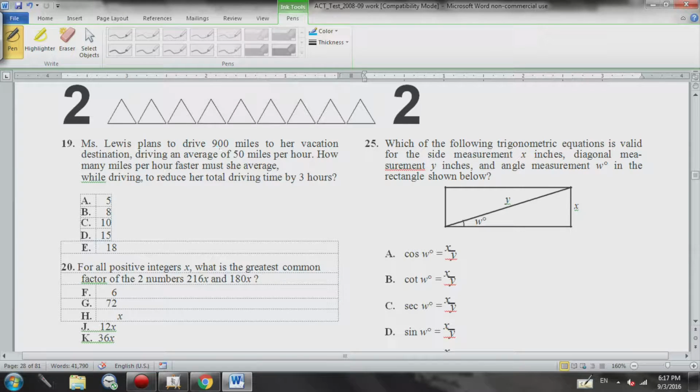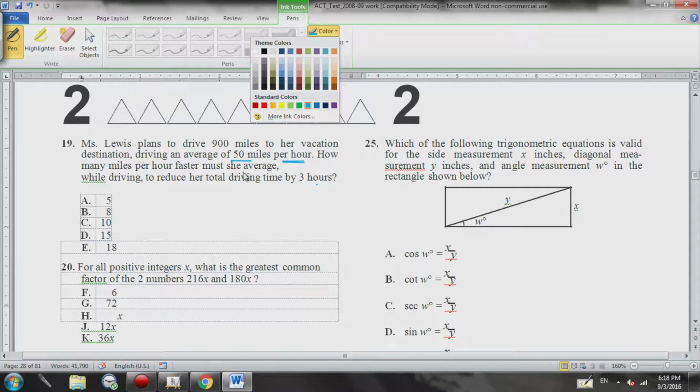Miss Lewis plans to drive 900 miles to her vacation destination. It's a long drive. Drive an average of 50 miles per hour. Okay, so how many miles per hour faster must she drive to reduce her total driving time by 3 hours? Okay, this is rate times time. This is where we're going.